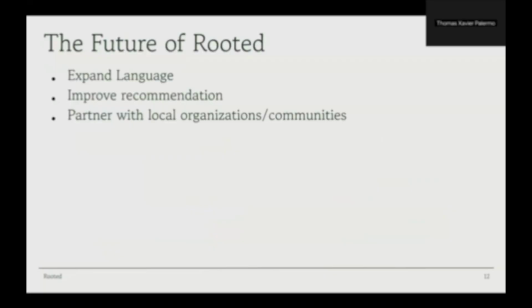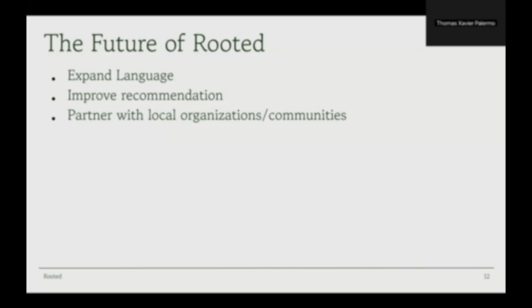So where do we see Rooted going in the future? One of the key things we want to do is expand languages. We're trying to serve immigrant communities, and these communities often speak a variety of different languages, so we want to help as many of them as possible, especially when a lot of apps don't support every language, or don't have good translations that make sense. This is really a key thing that we're trying to target within our app. This is something we could always improve on and can always expand.